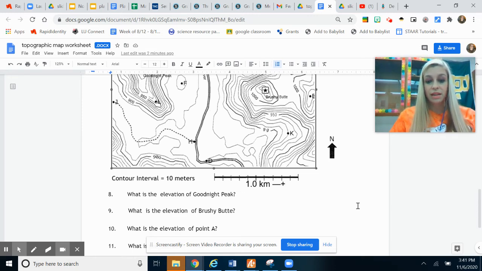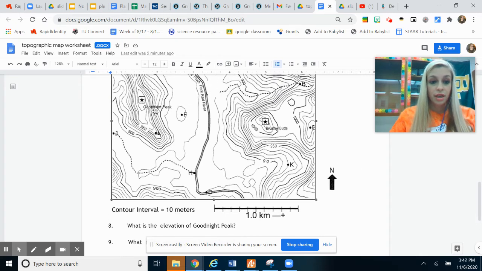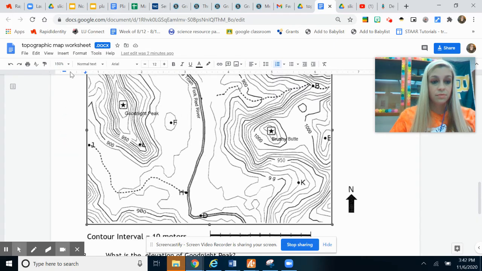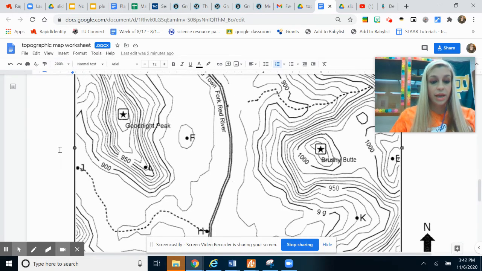So the first one says, what is the elevation of Goodnight Peak? Here is Goodnight Peak over here. Let's zoom way in on it. All right, so this dark line is 950. You know that the dark line's 950 because the dark lines are the ones that are labeled. So the dark line's 950. I need to count up by 10. I'm going to stop at this last circle because there's no more circles. That's where the star is.